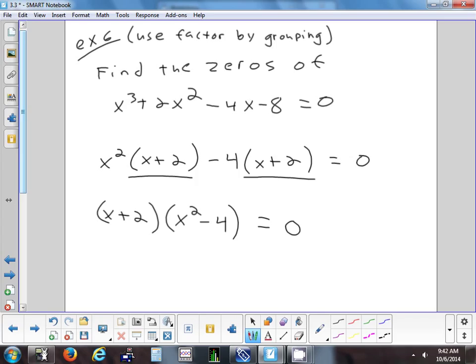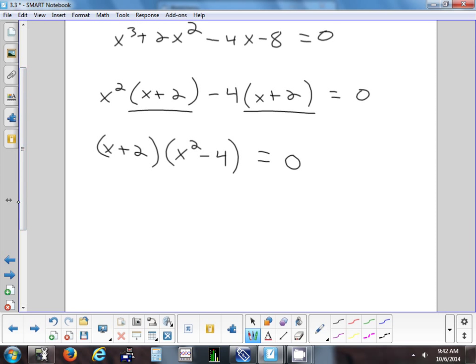Okay, you cannot do this with all cubic equations. This one I picked special numbers to make that happen. But any question on the factor by grouping? That's what that's called. All right, now we can solve it because it's fully factored.